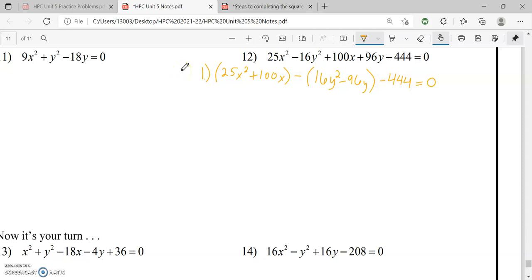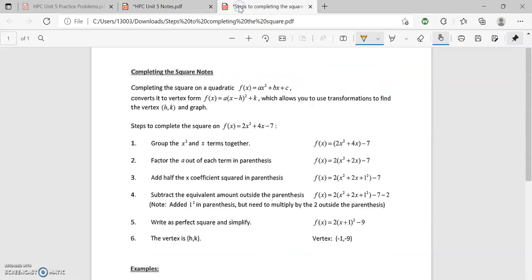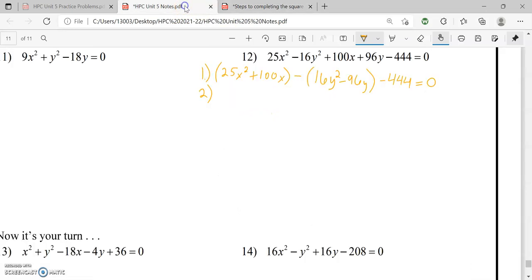Number 2, what does step 2 say? Step 2 asks us to factor out the coefficient. It's saying a because that's in the general form. So now we need to pull that 25 out of the x terms. We're going to say 25 times the quantity x squared plus 4x. Remember, we have to factor that out of both terms. So 25 times 4 gets us 100x. Okay, and then minus 16 comes out front.